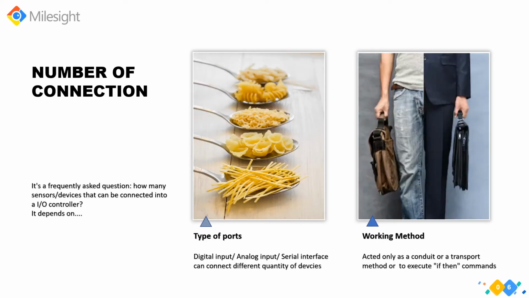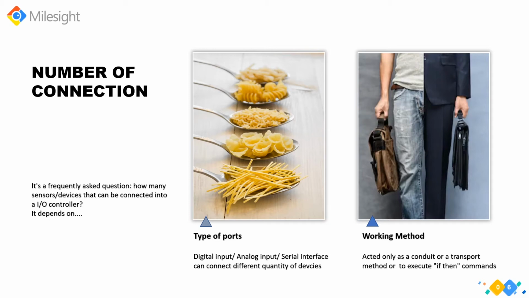And how many sensors, how many devices can be connected to an I/O controller? This is a frequently asked question. As we know, usually the quantity is the same as the number of the input interfaces. So if there are two digital input or analog input interfaces, then it means two devices can be connected. If there's one RS-232, then only one device can be connected. And for the RS-485 interface, it's a little different.